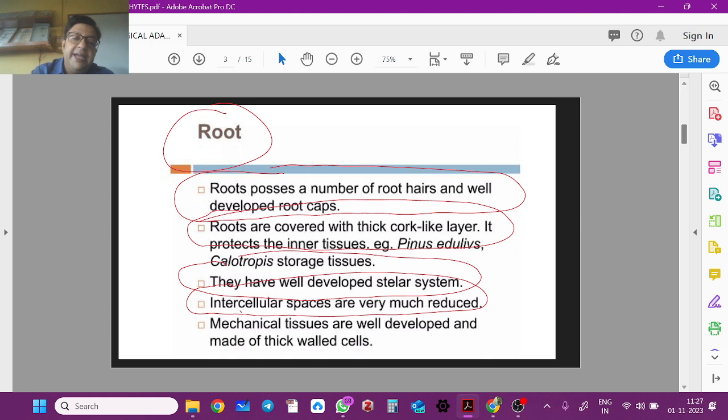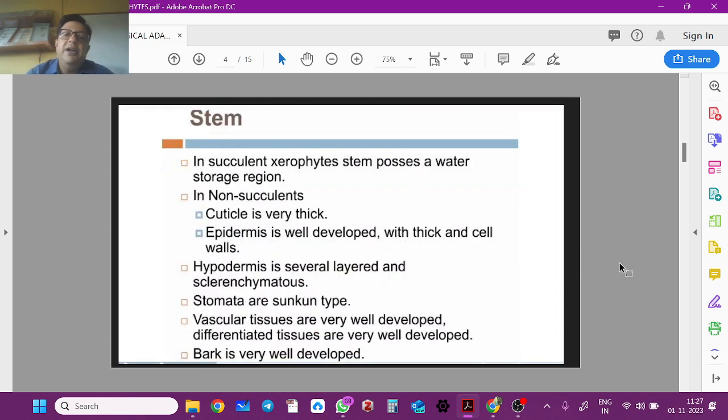And the mechanical tissues are well developed and made up of thick walled cells. Thick, thick. Now we saw the leaves. Basically, leaves in cactus are just converted into thorns. So the actual thing is the stem. In aloe vera you find leaves, but the actual thing is the stem. So let's look at succulent. Succulent means thick fleshy plants. Aloe vera, cactus, in deserts, they are succulents.